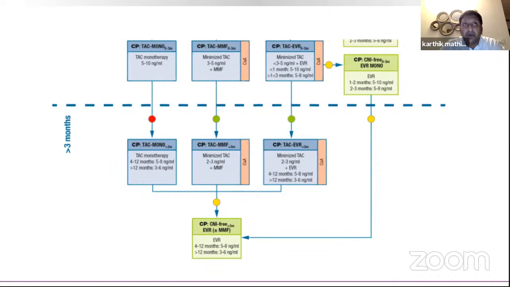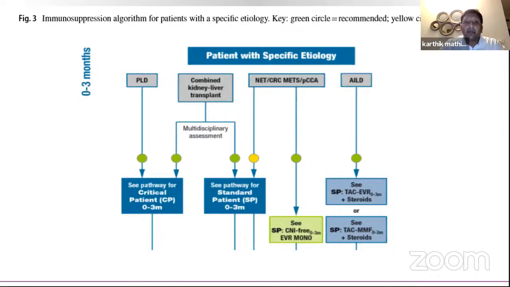That's why we keep periodically checking the LFTs, the enzymes and the bilirubin, to see if there is any jump in the enzymes. If there is no other identifiable cause for the increase in enzymes, then you know that the patient is probably rejecting, so he needs more immunosuppressant. And patients with specific etiology, there's always some consideration for that. Especially when there's a combined liver-kidney transplant, whether we need to go for a standard protocol or a renal-sparing protocol depends on a case-to-case basis.